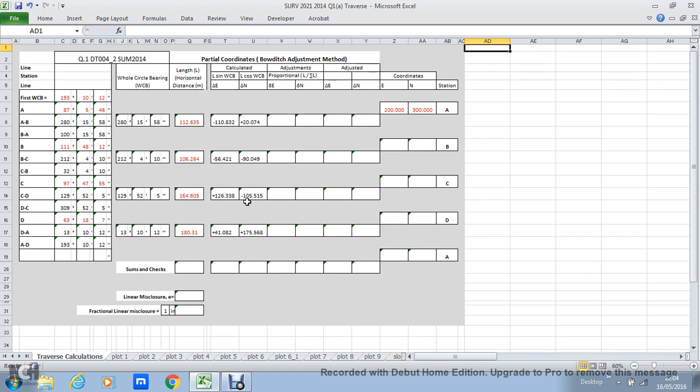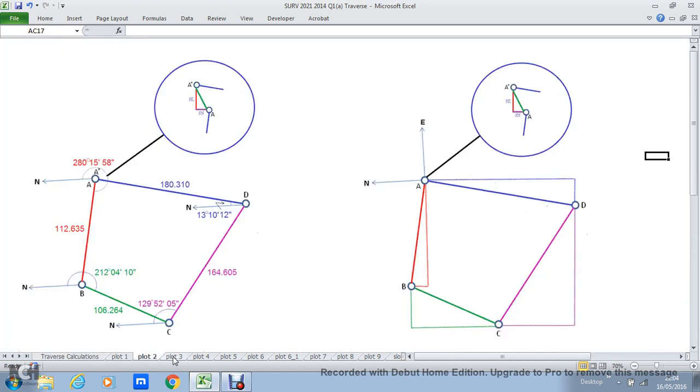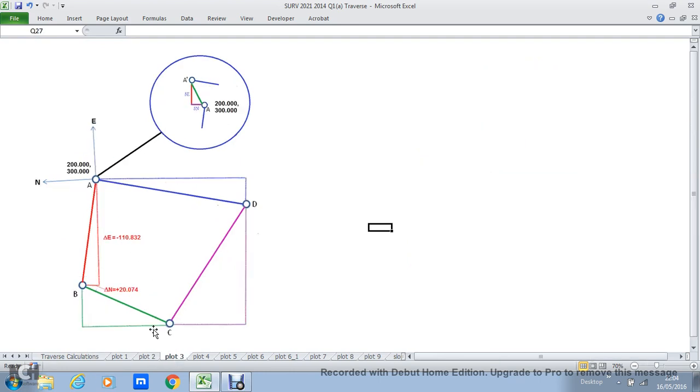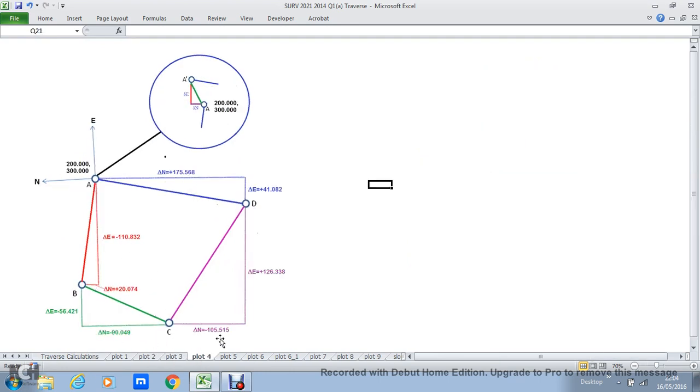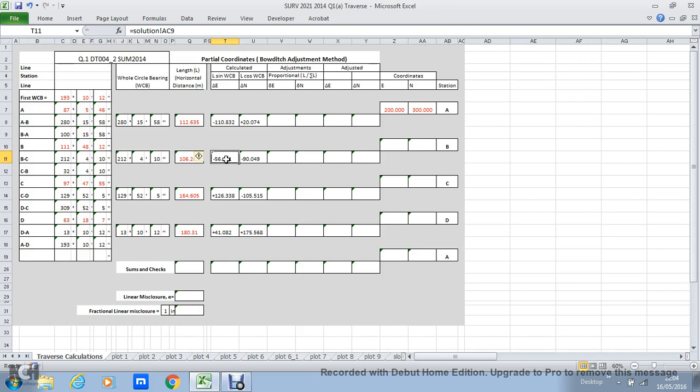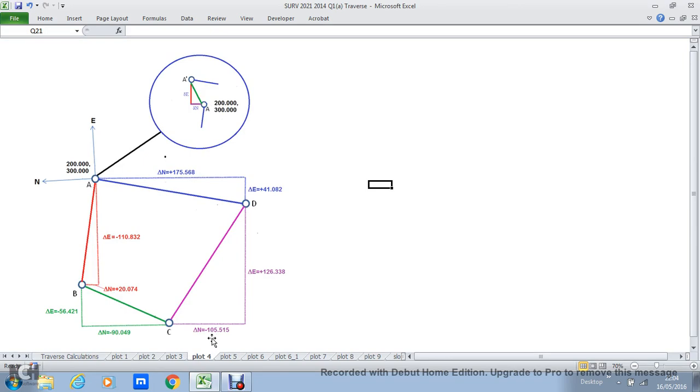These are the partial coordinates for each of those four lines, as shown here. That's for just the first line, and if I reveal it here, it shows that I've actually plotted them all on this plot. So you can see that these values, minus 56.421, minus 90.049, agree with the two values in here. Plus 126.338 and minus 105.515. That's right, minus 105.515 is delta N, and delta E is 126.338. So remember, your delta E's are in this direction, your delta N's are in that direction.